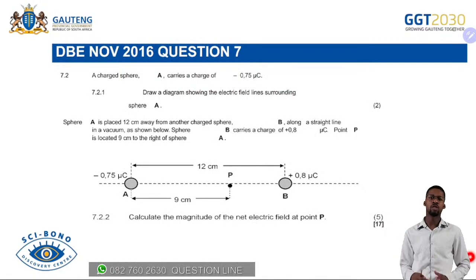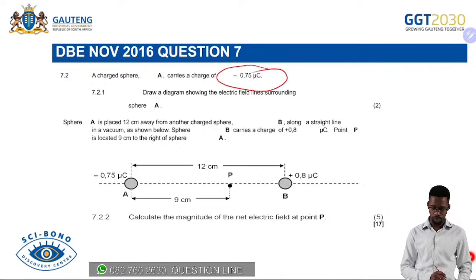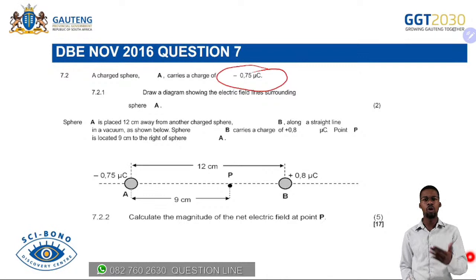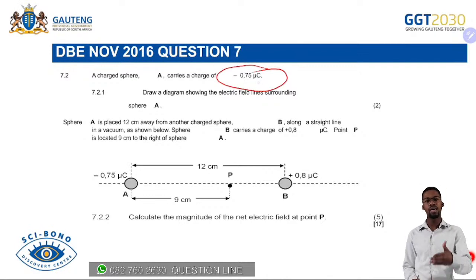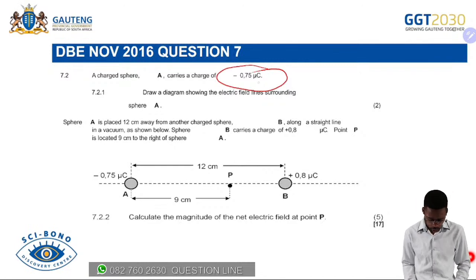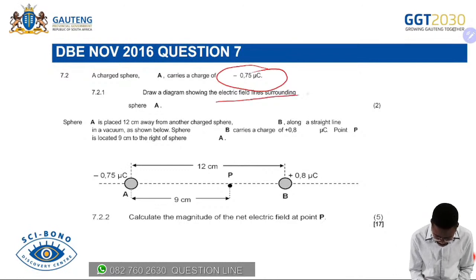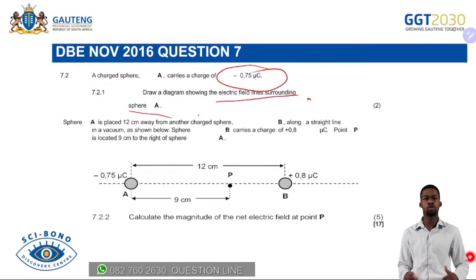Now, let us respond to these questions. 7.2: a charged sphere A carries a charge of negative 0.75 times 10 to the power negative 6 coulomb, as we now understand this sign to stand for. So the first question says, draw a diagram showing the electric field lines surrounding sphere A, 2 marks. So we cannot afford to lose these 2 marks.